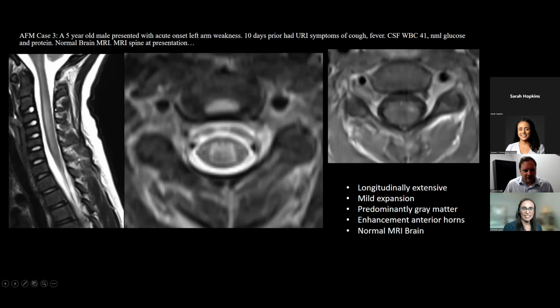So we have longitudinally extensive, again, mild expansion, the cord is just slightly expanded. We have a predominant gray matter pattern, maybe some faint white matter in the posterior. We have this anterior horn cell enhancement here and here, and then we had a normal brain MRI. So this case fit in again with the AFM pattern.